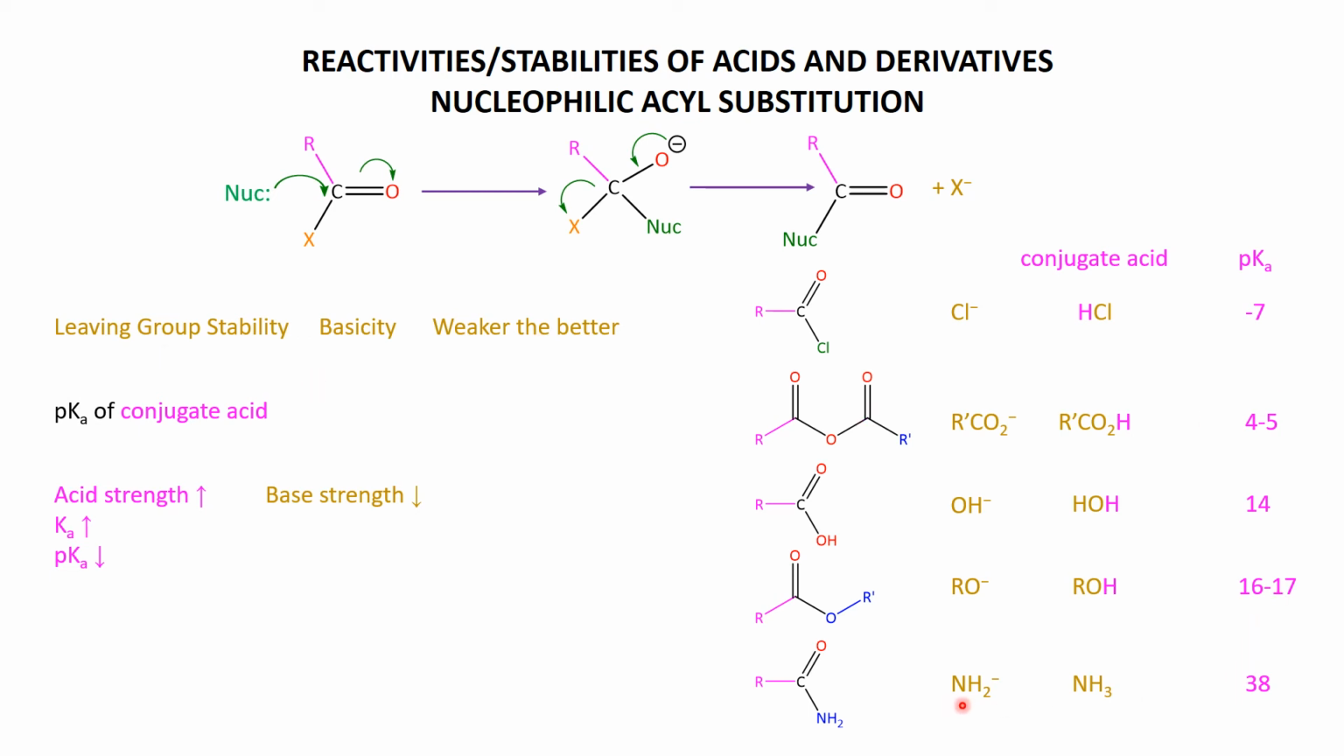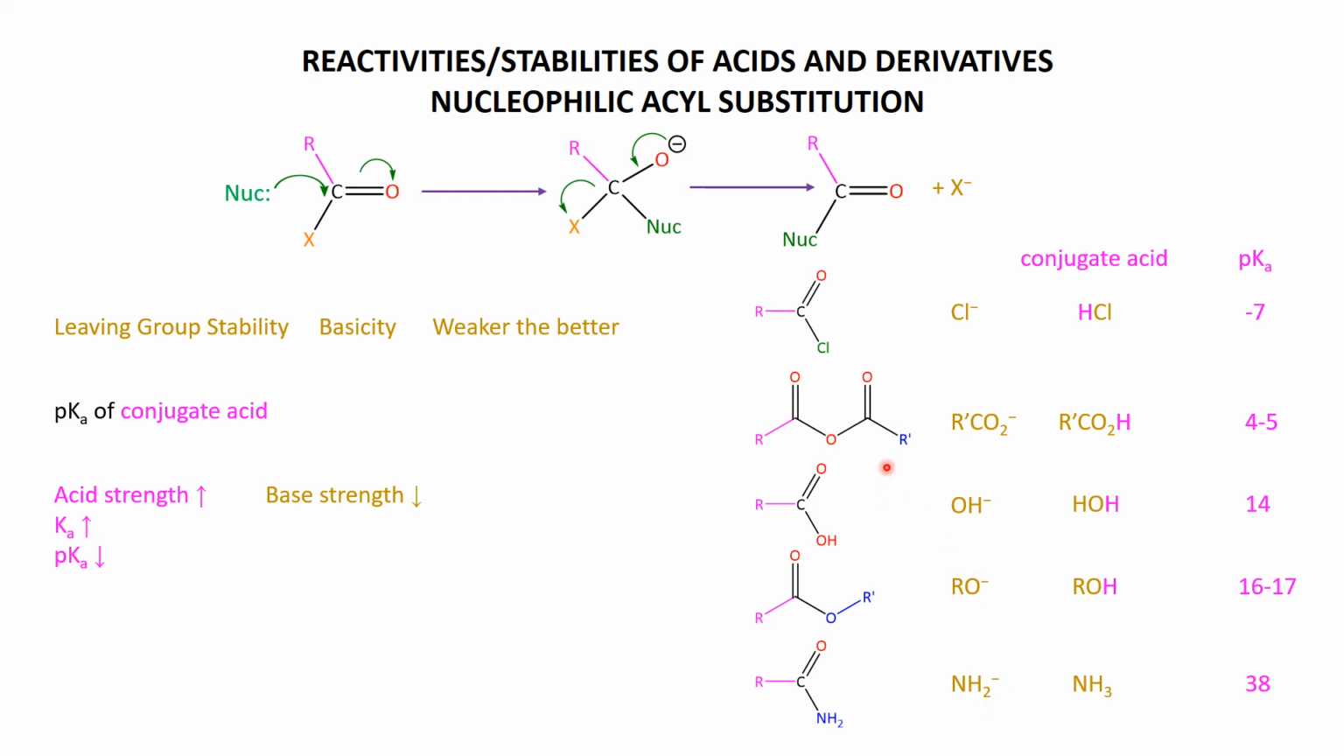Down here, NH2 minus as the leaving group, well, NH3 is not an acid at all, it's a base. So it has a really big pKa. If it's got a really big pKa, it's got a really small Ka, which means it's a very, very weak acid. If it's a very, very, very weak acid, that means this is a very, very, very strong base. If it's a very, very, very strong base, it's a terrible leaving group. So you can see that as we look at our reactivities, the most reactive is the acid chloride, because Cl minus is a wonderful leaving group. The least reactive is NH2 minus, because NH2 minus is a terrible leaving group.